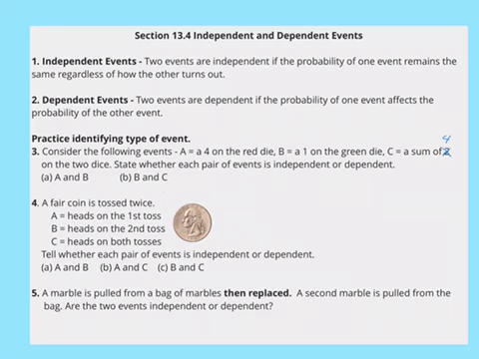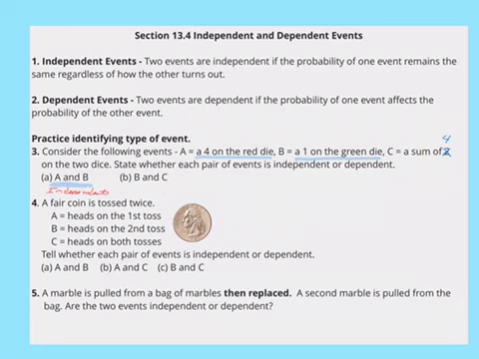So for this first one here, we're looking at events A and B. So event A is my red die, I roll a 4. Event B is my green die, I roll a 1. I'm rolling 2 separate die. What I roll on the red die does not affect what I roll on the green die. So because of that, I would classify events A and B as independent. What I get on one die isn't going to affect the outcome or the probability on my other.